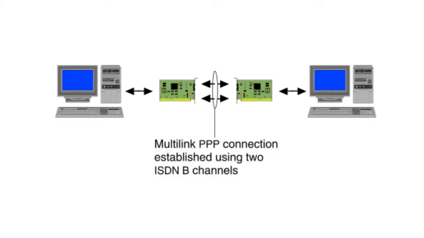Multilink Point-to-Point Protocol is also supported by some ISDN terminal adapters, to allow two 64 kilobits per second integrated services digital network channels to be inverse multiplexed together into a single 128 kilobits per second channel using the bonding protocol. More channels can be aggregated for even greater bandwidth.